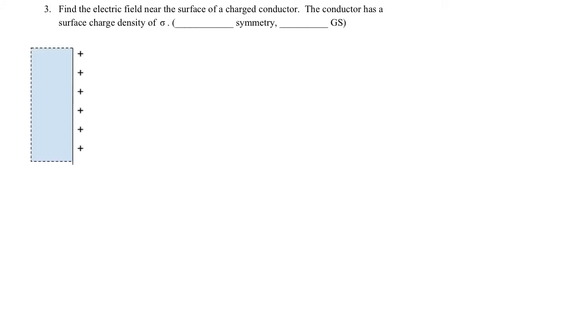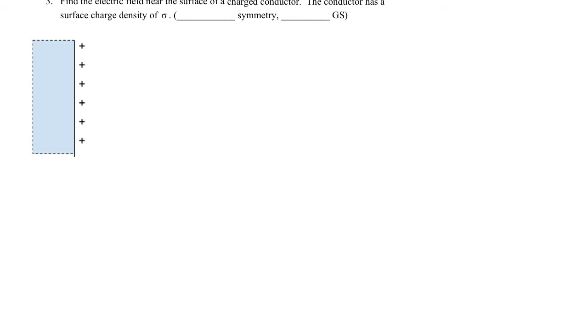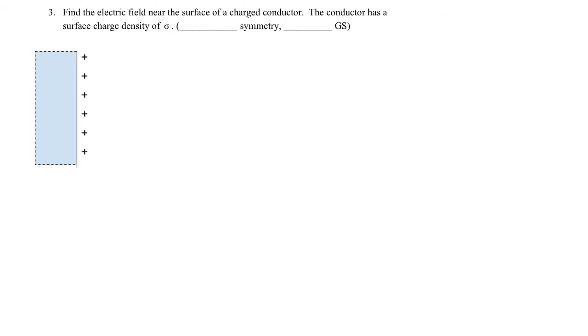So this is number 3 on the packet. We have a charged conductor, and we're looking right here at the surface. It also gives us the surface charge density. I'll just remind you how surface charge density is defined. It's the charge per unit area. And this presumably has a uniform surface charge density, so that's nice.